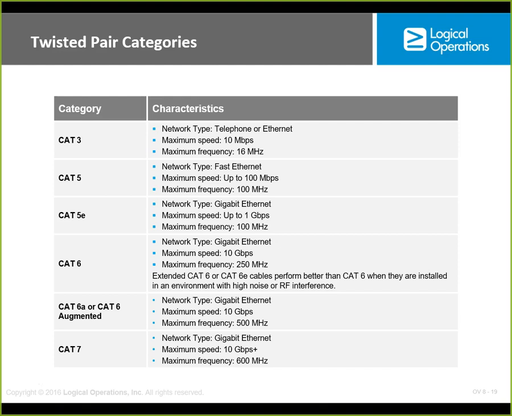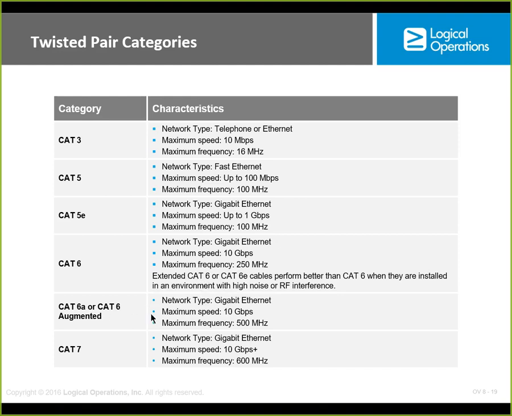The frequency is 16 meg, but you notice the frequencies change. As the frequencies increase, we can put more data on it, because the frequency is the number of times the signal changes back and forth. If we have 16 million changes, we can't send as much information as if we have 100 million changes. So Cat 5, fast Ethernet, 100 megahertz, 100 megabits per second. Cat 5e, up to a gig, it still is 100 megahertz. Cat 6 goes to 250 megahertz, 10 megabits per second.